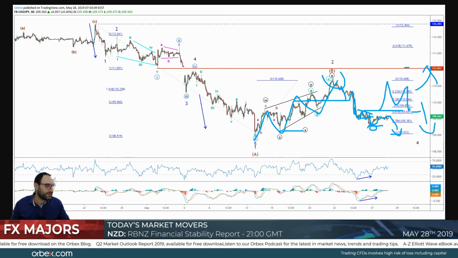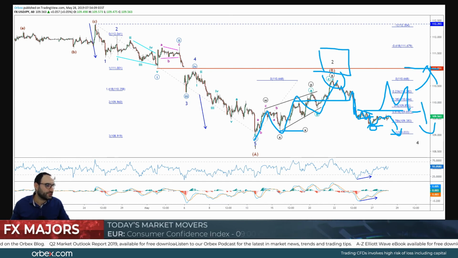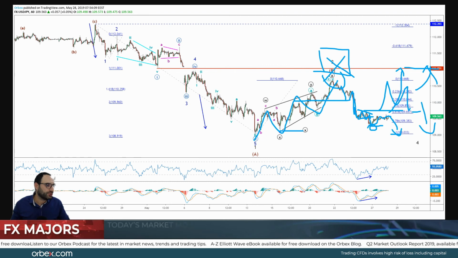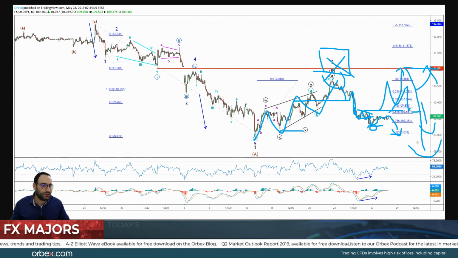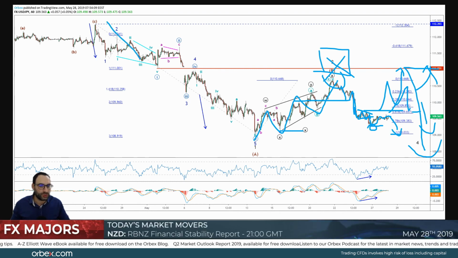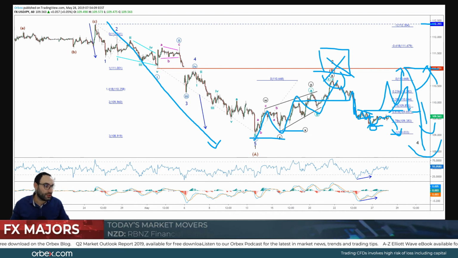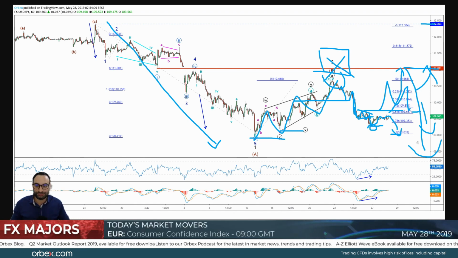But in the longer term, that would be the invalidation for wave 2. If that level fails to be broken, then we're looking at going down for another impulse, wave 3, which is normally the largest one of all. So we're looking at this being more than 300 pips on the dollar yen.